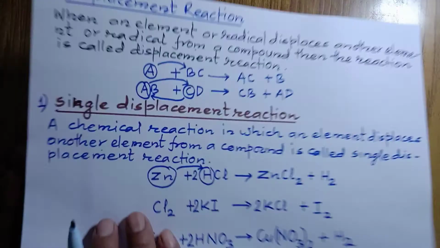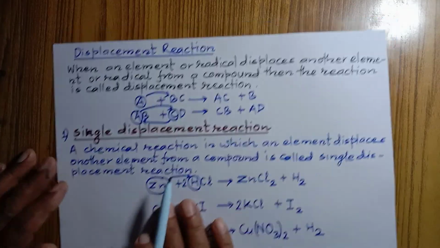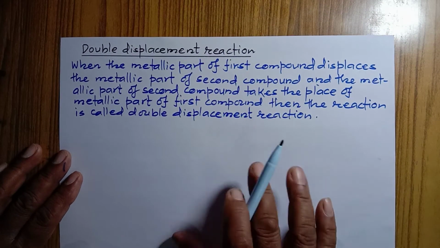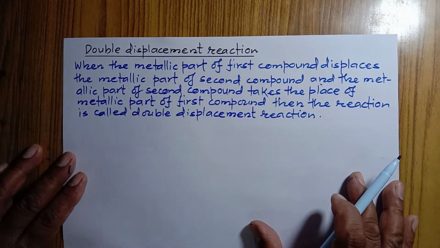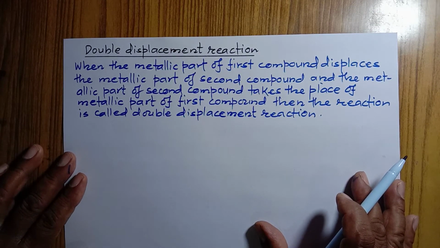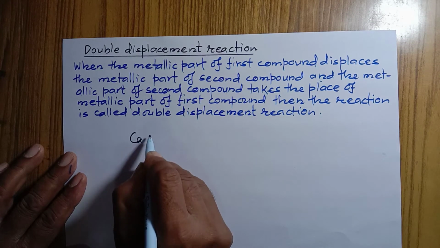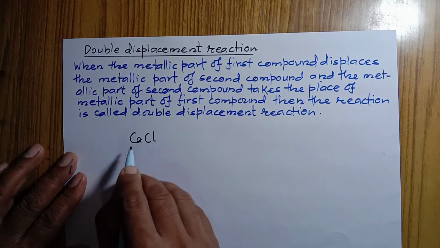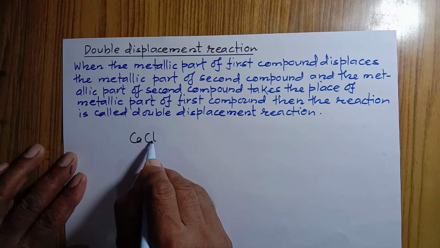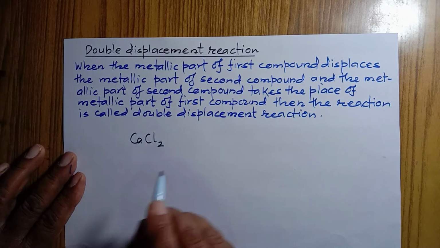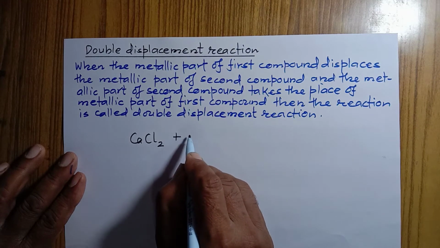I told this here also, this way. Now we are talking about this double displacement reaction and we have to take an example. Now let's take an example. Let's say calcium chloride. Calcium valency 2, chlorine valency 1. That's why we have to transfer 2 here. Calcium chloride when it reacts with silver nitrate.